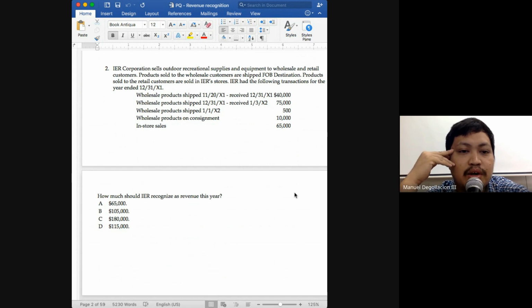So the risks and rewards over these goods still remain with the consignor. So even if the goods are out to your consignees, this would not be considered sold yet. Goods that are on consignment will not be part of your revenues yet. They will only be part of your revenues once they are already sold. So the 10,000 will not be included in your answer.